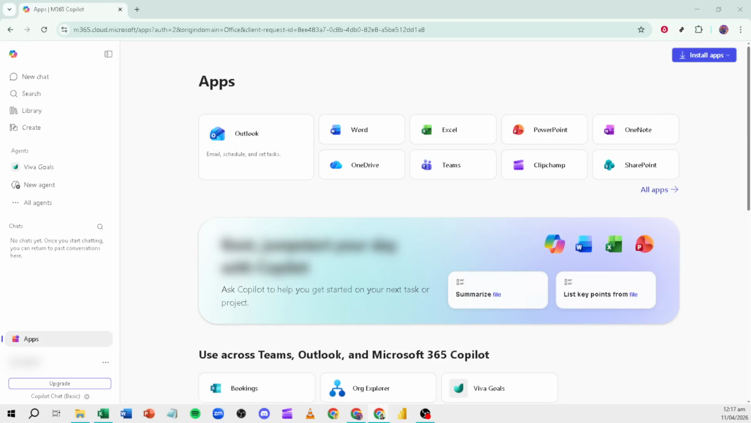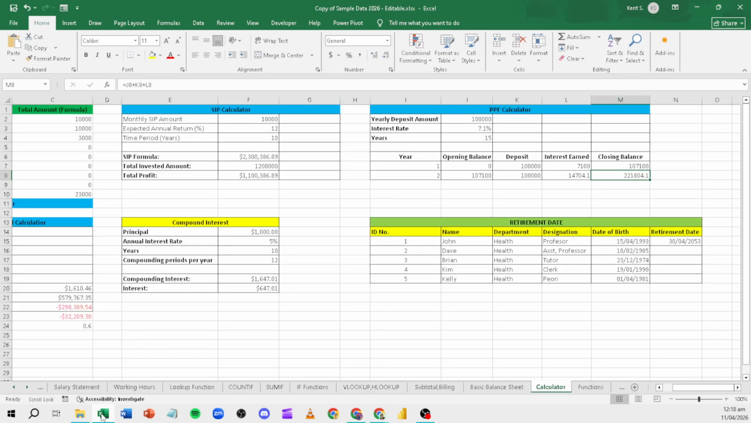In today's video, I'm going to teach you how to create a mortgage calculator in Microsoft Excel. By the end, you'll have a simple, reliable tool that shows your monthly mortgage payment and the total cost of the loan, all driven by a few inputs you can adjust anytime.